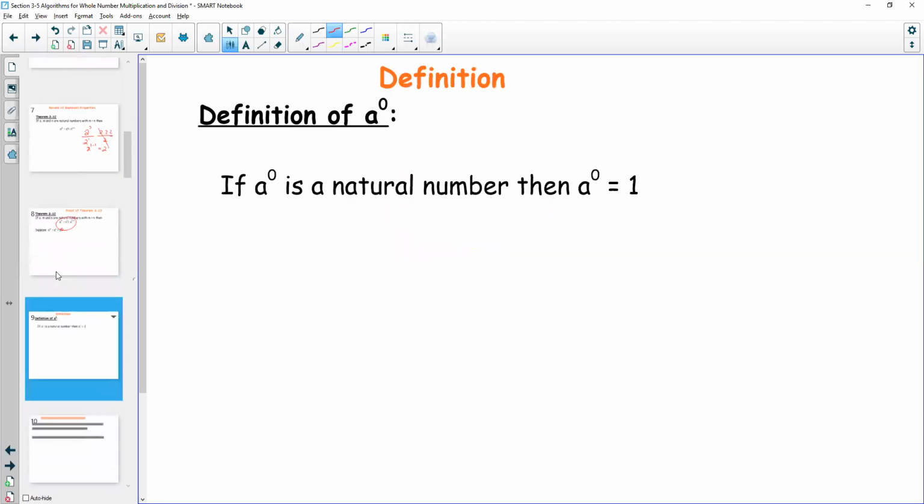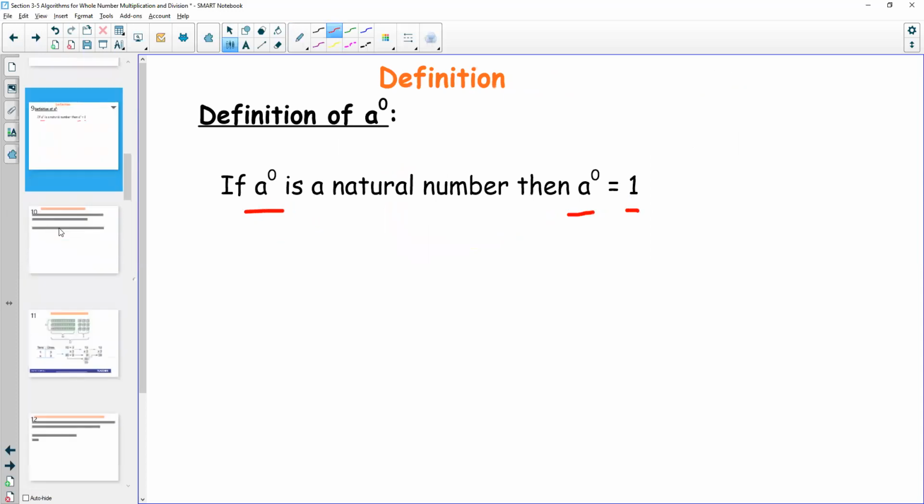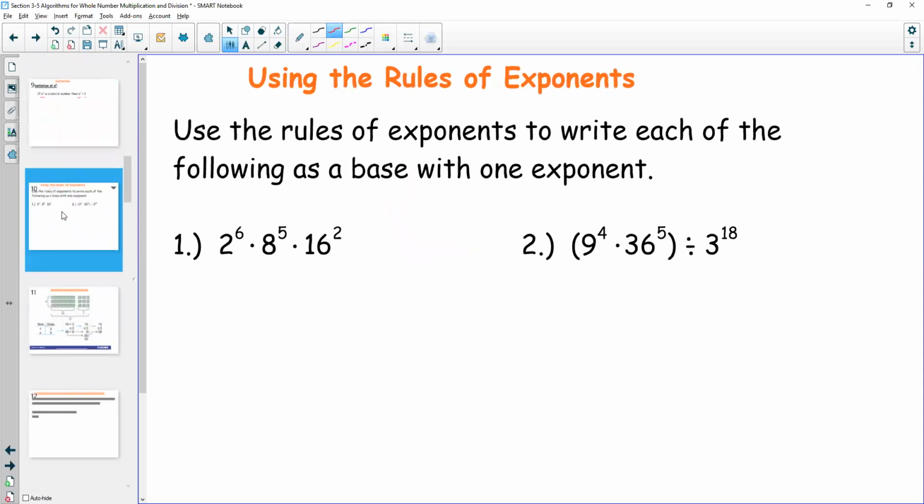All right, and then the last thing is a to the 0. Anything to the 0 power, anything is 1, okay? Every time, that's how it works. So that's some exponents.